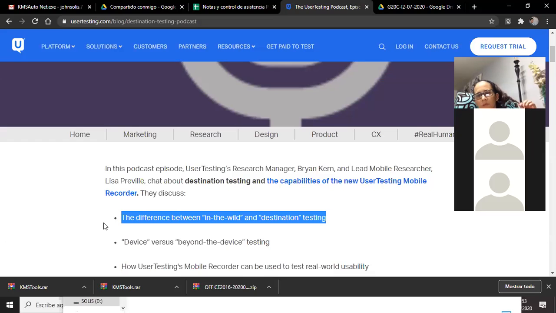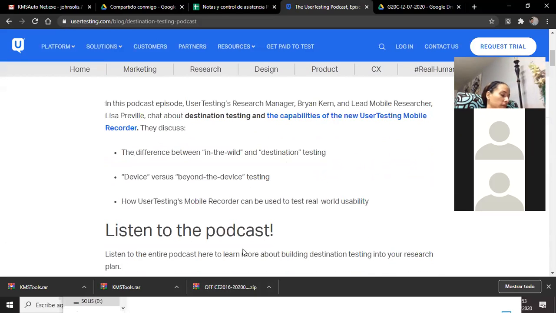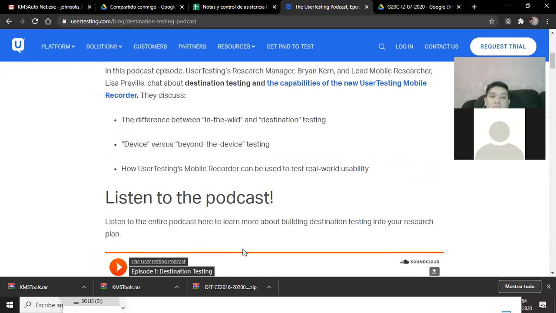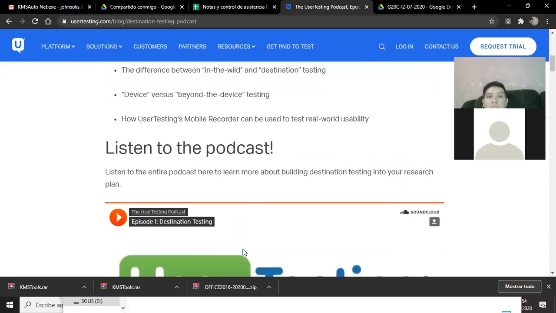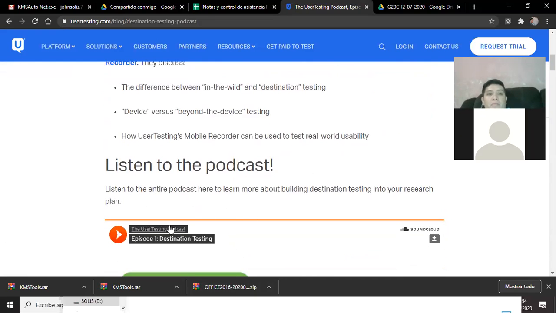Okay. The difference between in the wild and destination testing. Device versus beyond the device testing. How users testing mobile recorder can be used to test real world usability. Okay, great. So they discuss these 3 points. All right, let's find out what it is about.